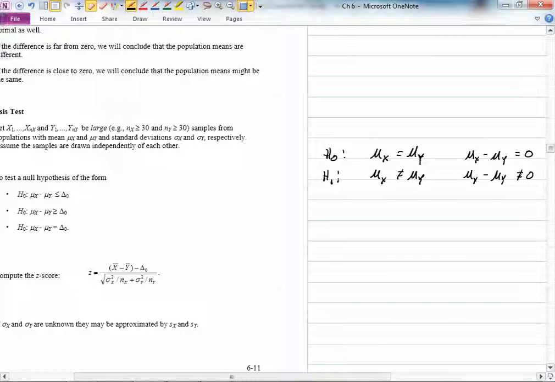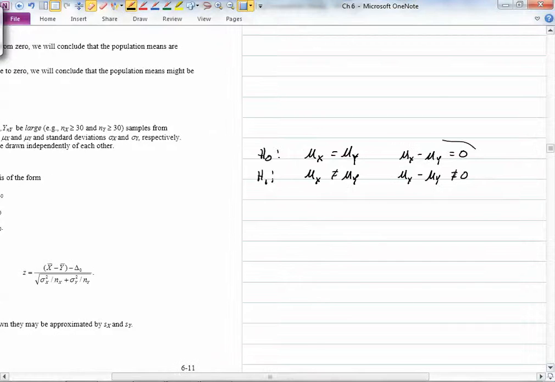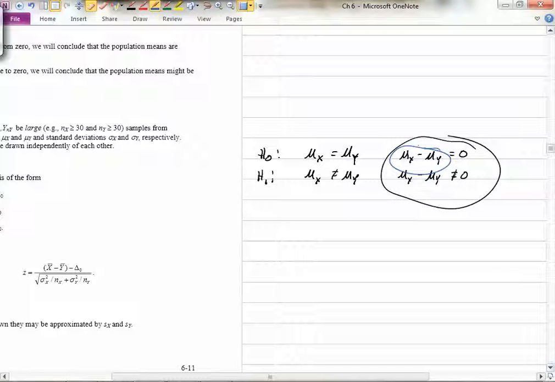I just moved the mu y over to the other side of the equation. Subtracted mu y from both sides, right? Because this gives us a number we can test. And again, we can think of this as defining a new random variable if we want.